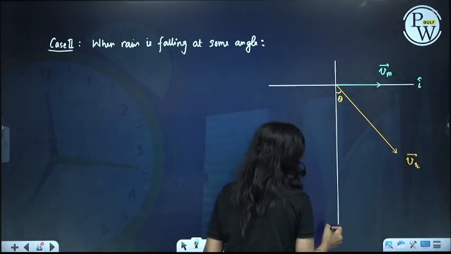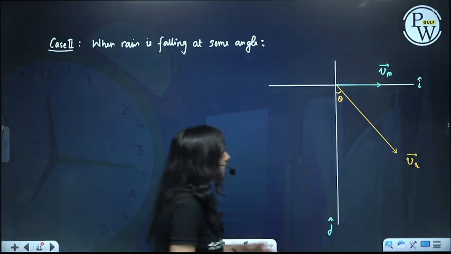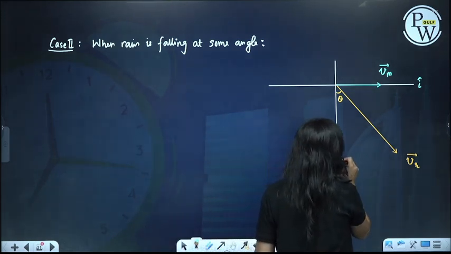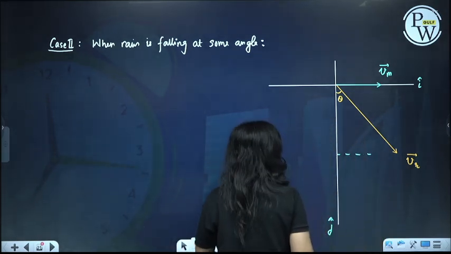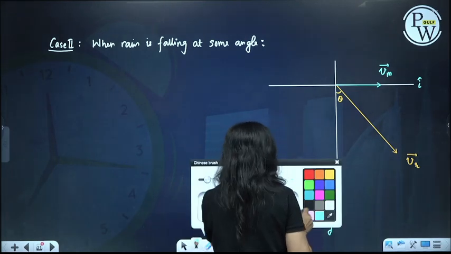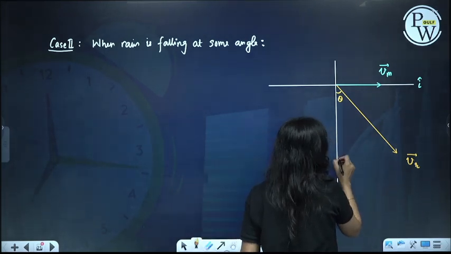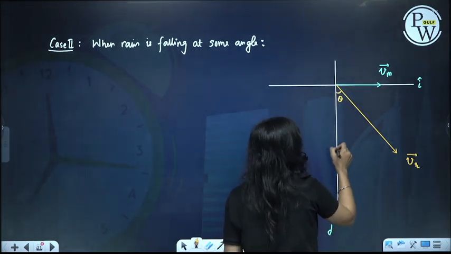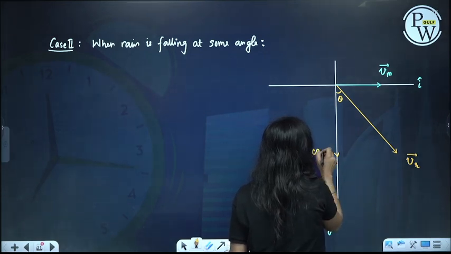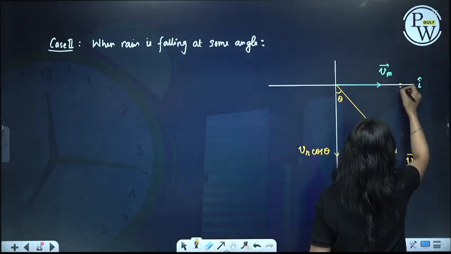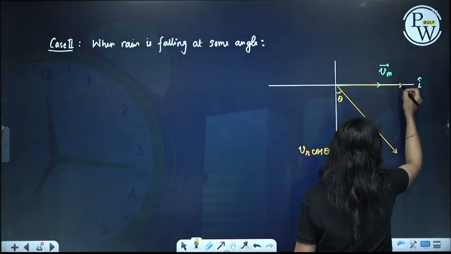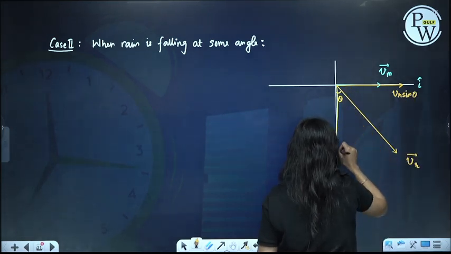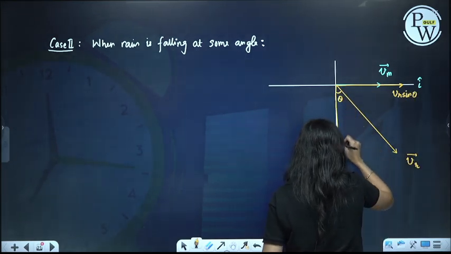Let us take this direction as i cap and this direction as j cap. Now resolve Vr into two components. The component in this direction will be Vr sin theta, and the component in this direction will be Vr cos theta.